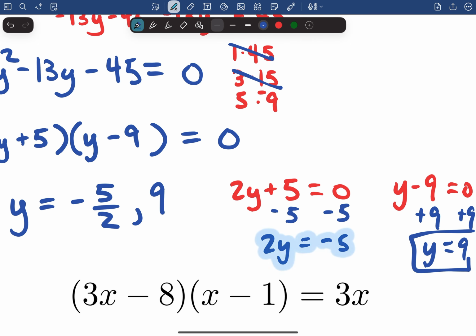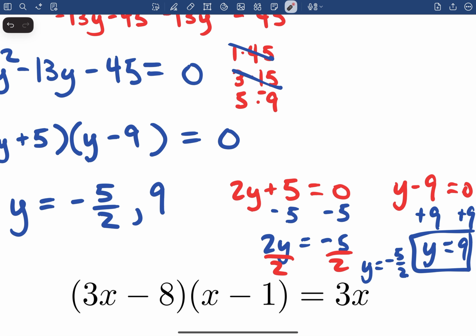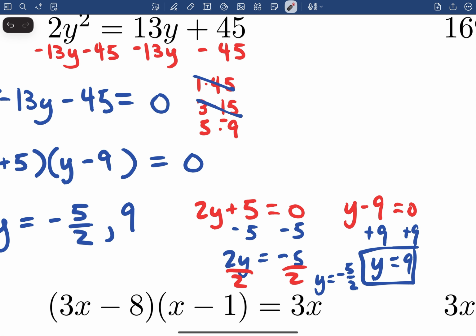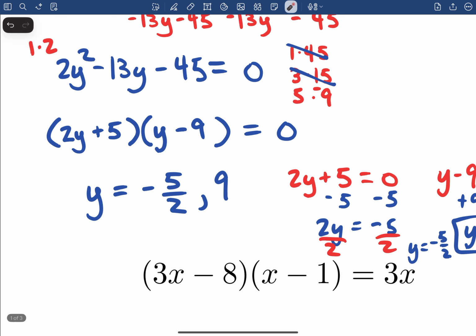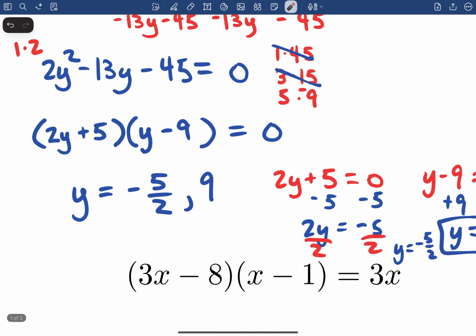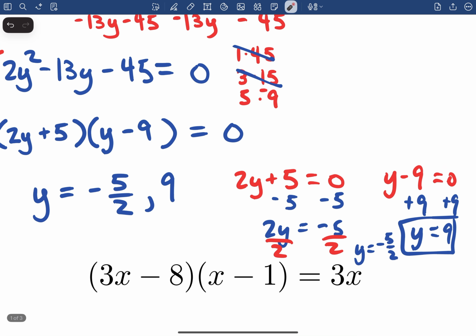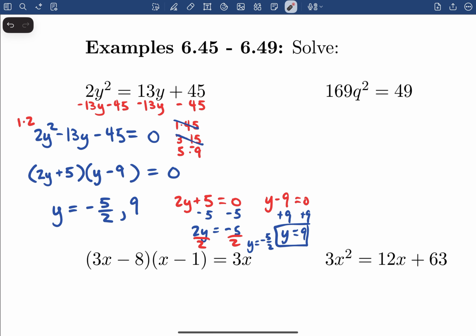Well, this one's already solved. I got one of my solutions. But this one I'd have to divide by 2 to solve all the way for y. And then we see the solutions are negative 5 halves and 9. We did it. So you could use the trick of making this opposite dividing by this, making this opposite dividing by 1, right? That's 1. Or you could take each linear piece, set it equal to 0 and solve explicitly that way. Whatever you think is going to help you remember the way this works, that's what you should do.